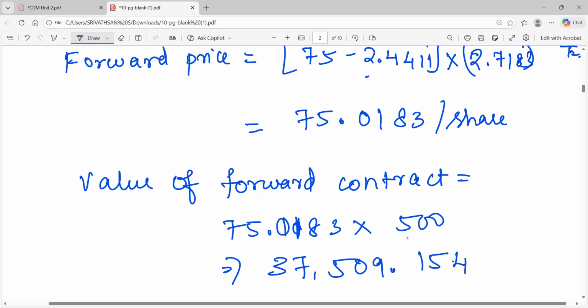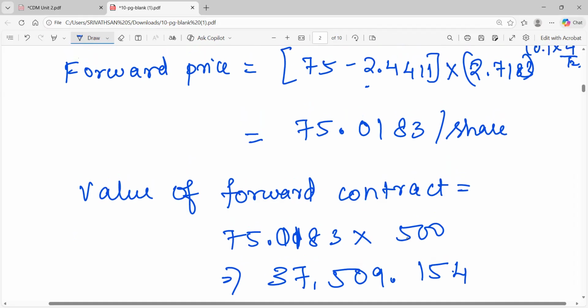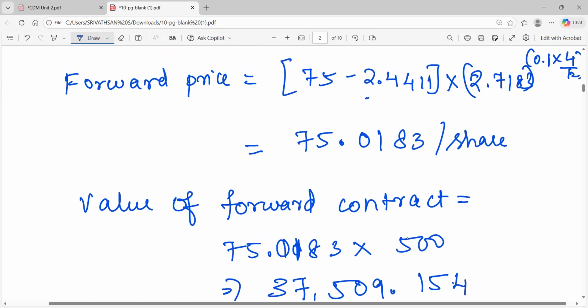Everyone getting the same answer? Is it clear so far? Any doubt in this? No, here the dividend is already adjusted. You can't adjust it again. If you want to do that, without adjusting it for the dividend, try it that way, and you might get the same answer.